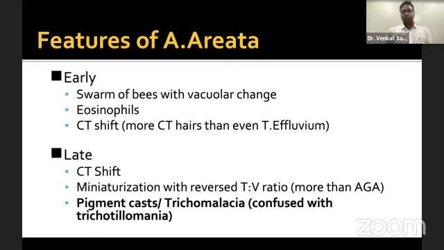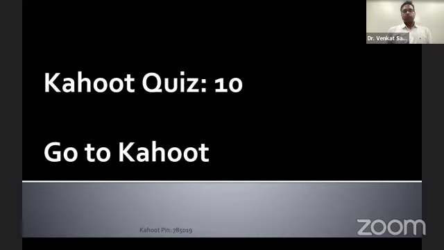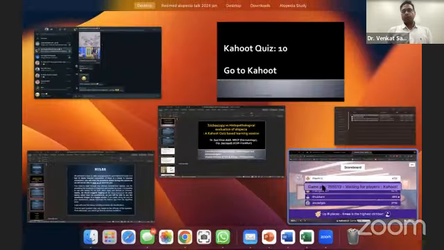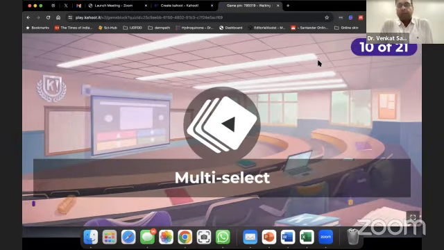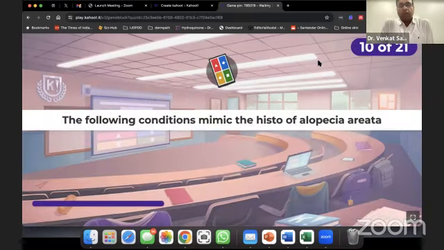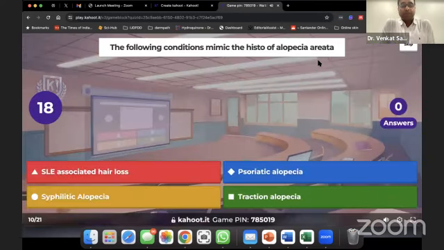will demonstrate that. Okay, so this brings us on to midway Kahoot quiz number 10. Let's see. Quiz number 10 of 20. 21 is just a poll. The following conditions mimic the history of alopecia areata. I discussed alopecia areata.